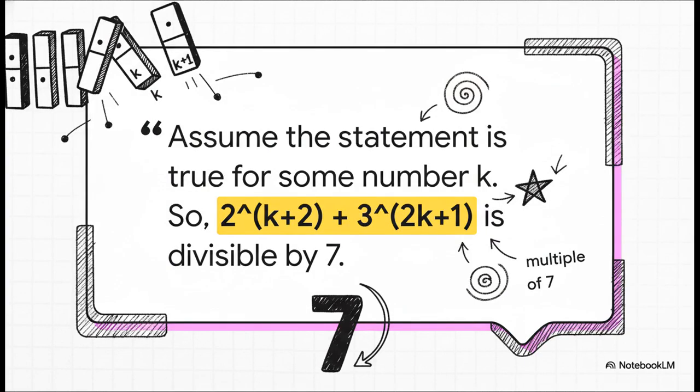Now for the clever part, the inductive step. We start by making our big assumption. We're going to say, okay, let's just assume that somewhere down the line, there's a number, k, where this statement is true. We are just assuming that this expression, 2 to the power of k plus 2 plus 3 to the power of 2k plus 1, is some multiple of 7. For now, we take that as a given.